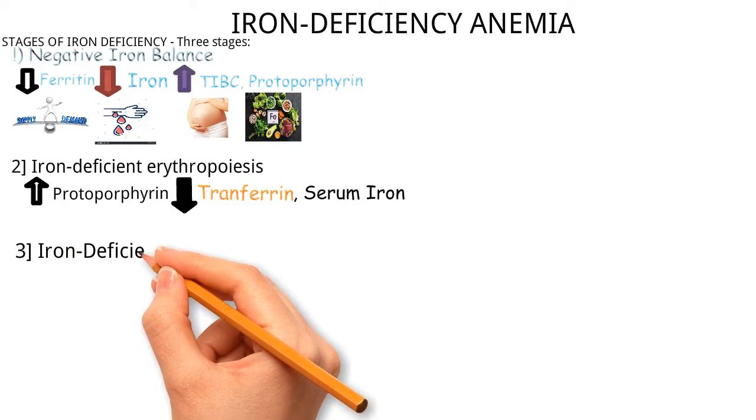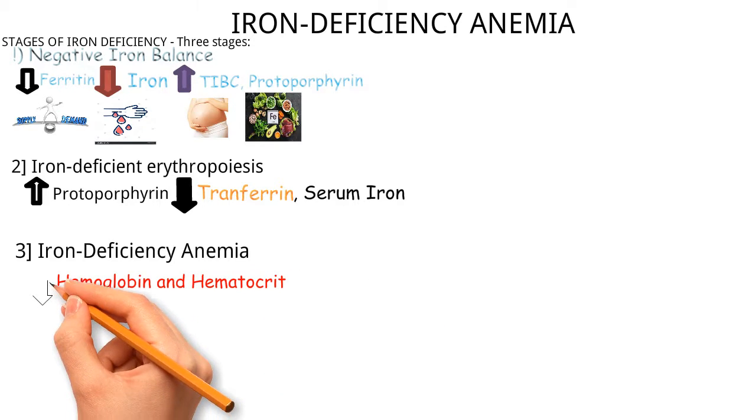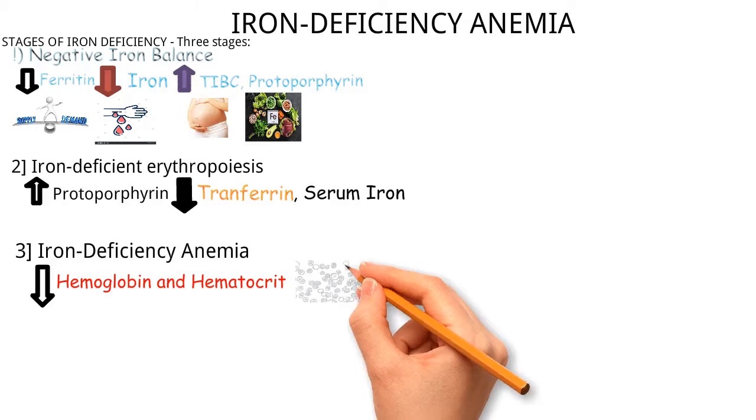Iron deficiency anemia. Gradually, the hemoglobin and the hematocrit begin to fall, reflecting the iron deficiency anemia. The transferrin saturation at this point is 10 to 15%, and here finally we can also see macrocytic and hypochromic anemia.